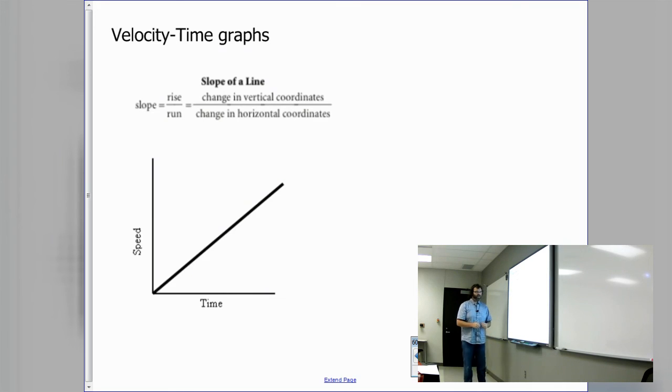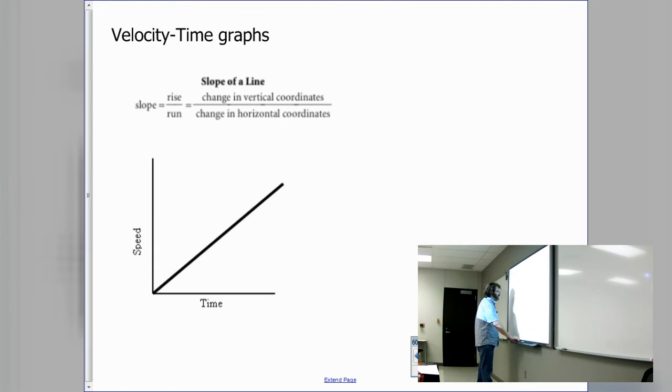Okay, let's take a look at another useful feature of a velocity time graph, which is the slope of the line. The slope of the line in a position time graph was able to find us velocity. But again, this is a velocity time graph. So what is the slope of a velocity time graph going to show us?